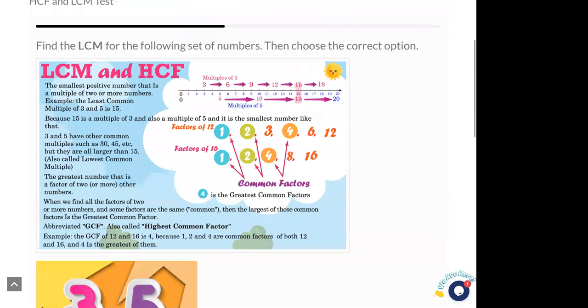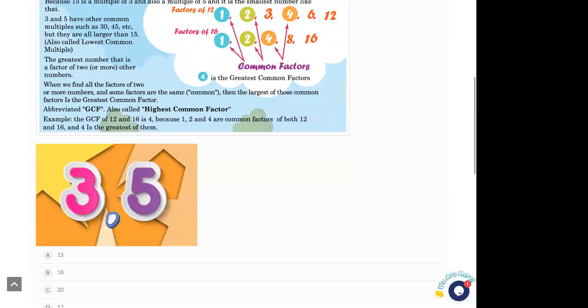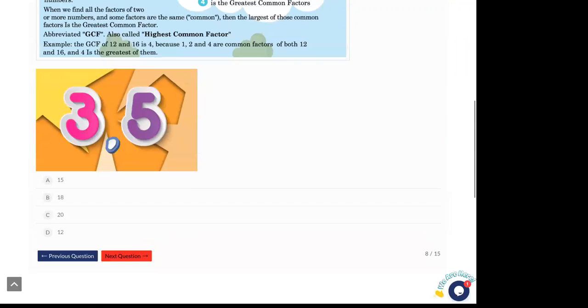Let's go on to somebody else. So find the lowest common multiple for these two numbers. Lowest common multiple we're looking at. Let's go to Elena. Hello. Hi, Elena. Are you alright? Yeah, I'm good. How are you? I'm very well, thank you.